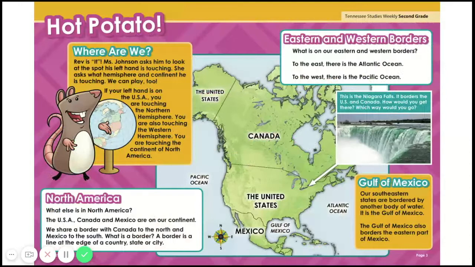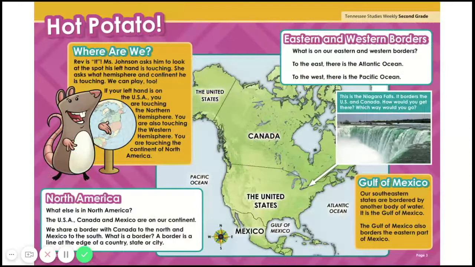North America. What else is in North America? The USA, Canada, and Mexico are on our continent. We share a border with Canada to the north and Mexico to the south. What is a border? A border is the line at the edge of a country, state, or city.